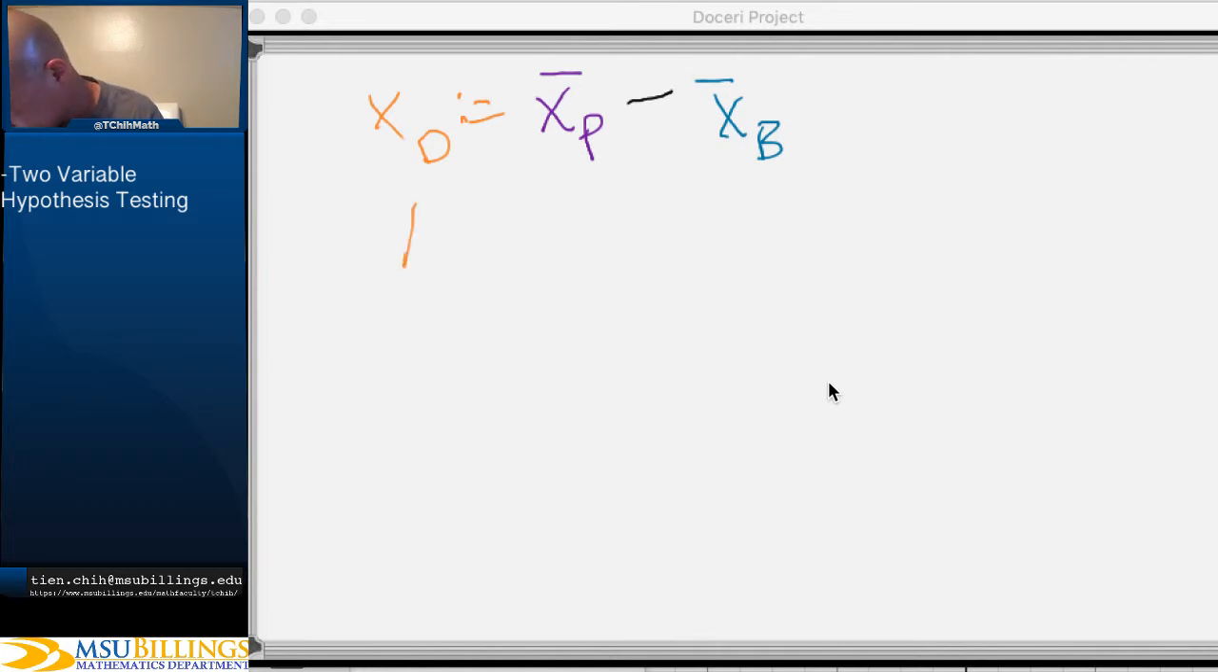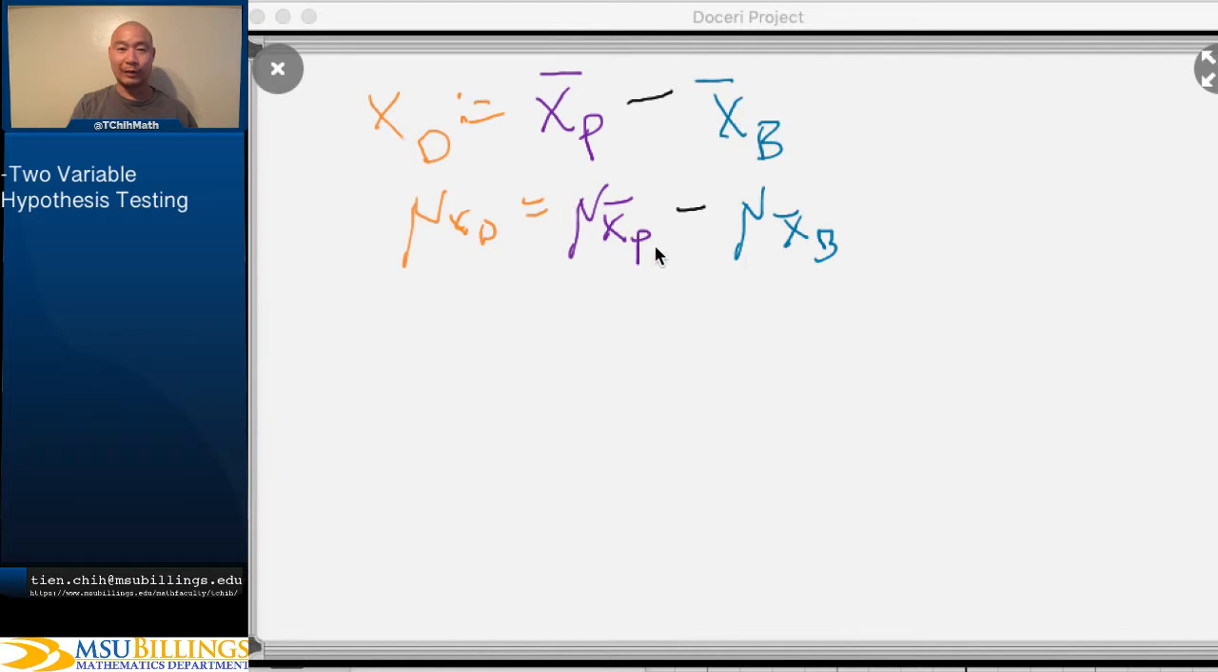Mu of xd is mu of xp minus mu of xb. Of course, we don't know what either of those things are, right? But that's okay. There is some average, and there is some average, so this average exists, right?